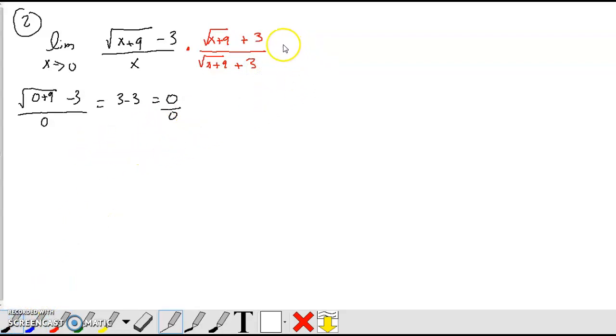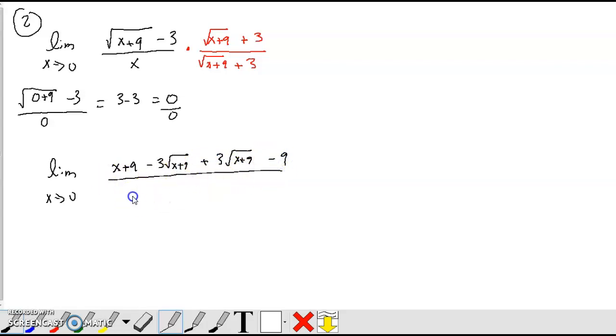So what am I going to get? I'm going to get the limit as x approaches 0. Technically, you should be writing this out each time. I'm lazy, and I just do it once I've figured everything out. So the radical of x plus 9 minus 3, times the radical of x plus 9 plus 3, then minus 9, all over x, and then our lovely radical, and then the plus 3.